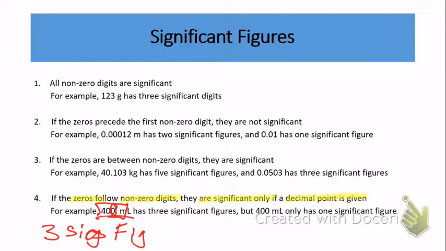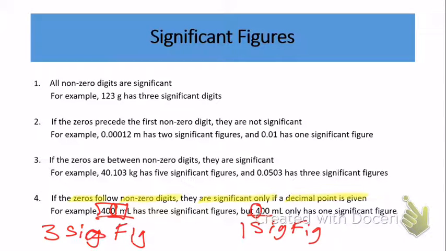Okay. But what if we have a measurement that is 400, but notice again there are 2 zeros that come after the 4. The question is, are those zeros significant? In this case, no. Why? Because there is no decimal point at all, period. So therefore, this measurement only has 1 sig fig. And the 4 is the significant digit, and it is also the estimated digit.